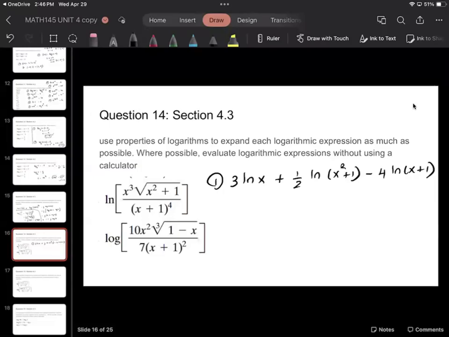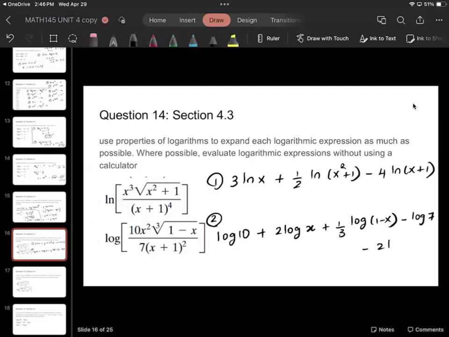Now I'm going to do the same thing for the second problem. I will have log 10 plus 2 log x plus 1/3 log 1 minus x minus log 7 minus 2 log x plus 1. Okay, just going to leave it like this. You can simplify log 10 as 1, but I'm just going to leave it like that.